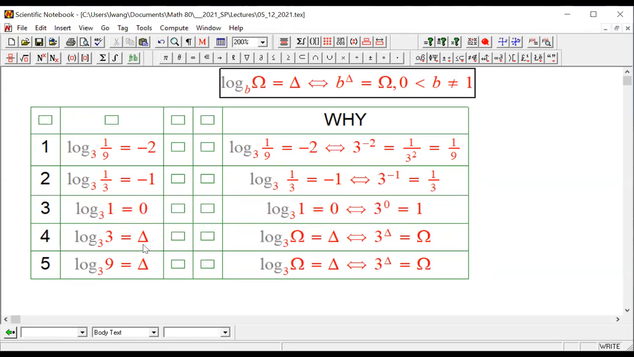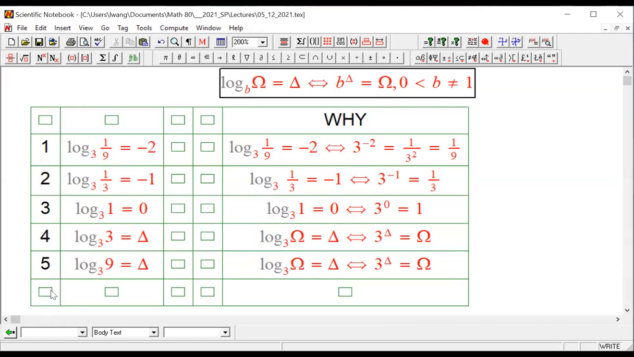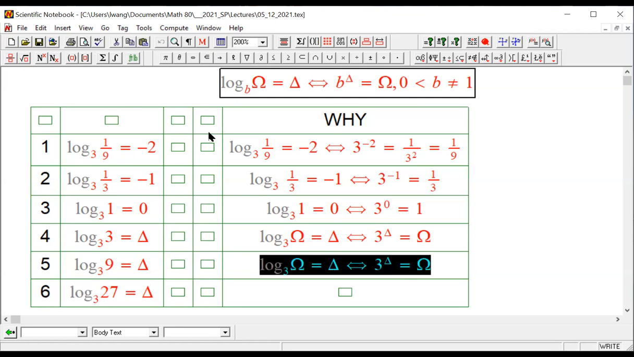Do you guys see that? You get the hang of it. Let's keep going. Actually, I'm going to give you number 6. So right now, please do numbers 4 and 5. Okay, number 6. So you have 4, 5, 6.